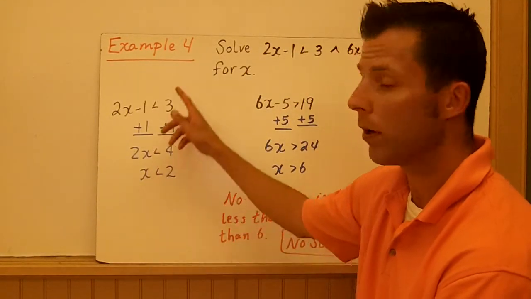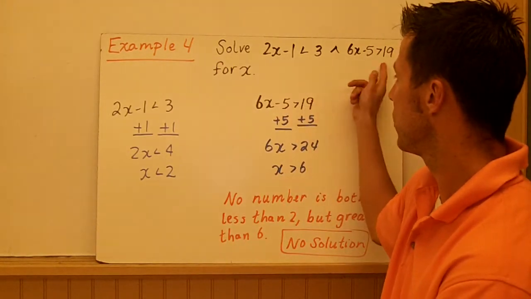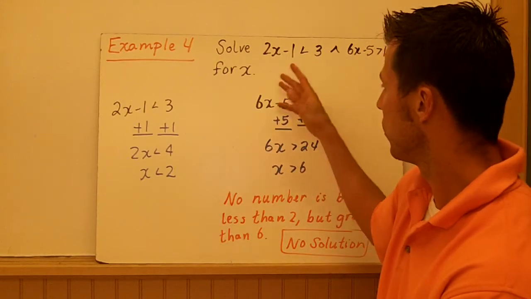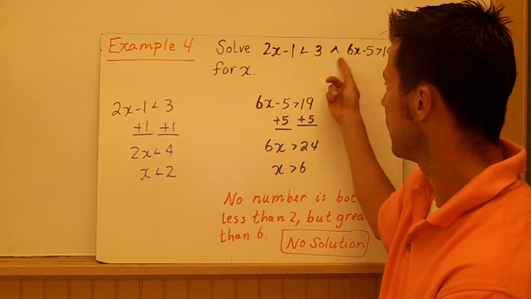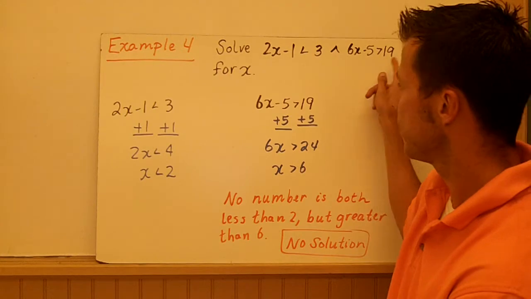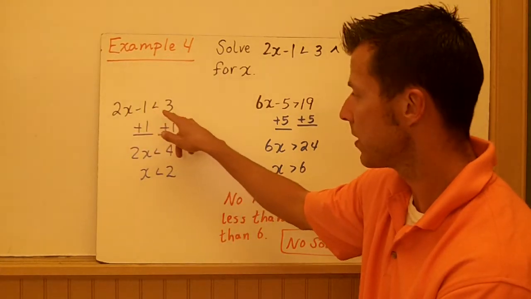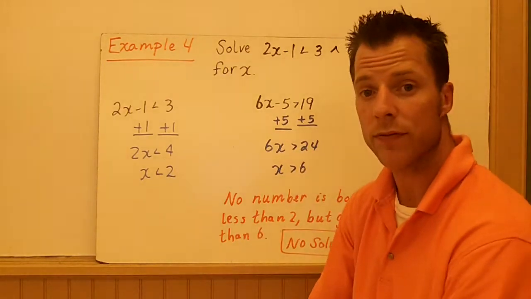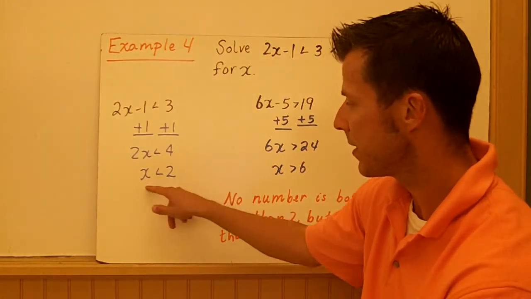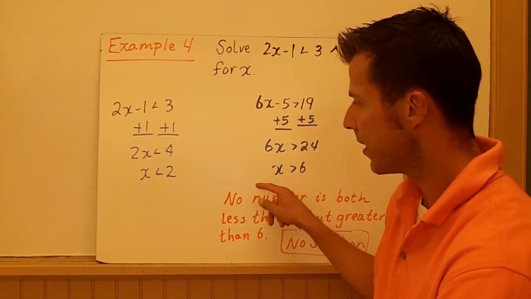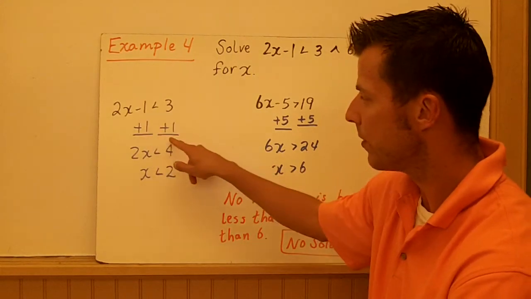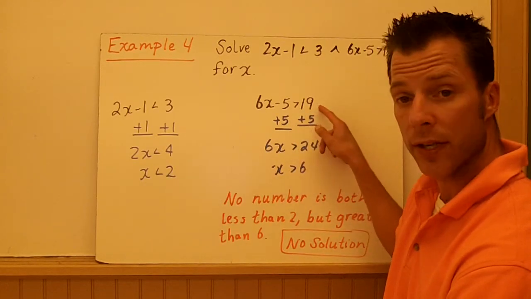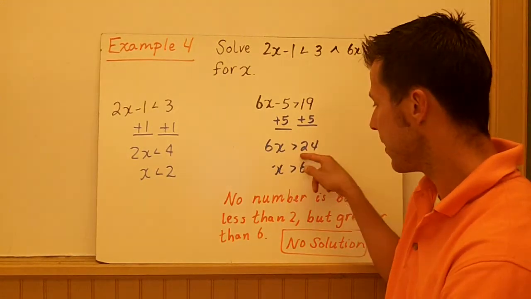Okay, in example 4, our last example, we're going to solve the inequalities here, and we're going to look at the and statement, so one and the other. So 2x minus 1 is less than 3, 6x minus 5 is greater than 19. Solved separately, I get x is less than 2, x is greater than 6. So, add 1 to both sides, divide by 2, and add 5 here, and divide by 6.